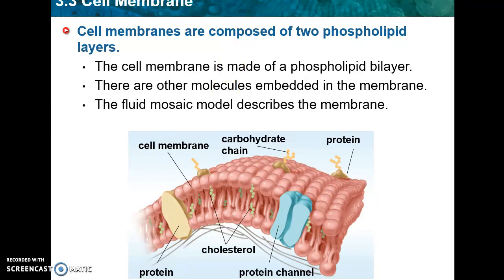The fluid mosaic model describes the membrane. So when somebody talks about the fluid mosaic model, this is all they're talking about. Don't get hung up on the vocabulary and think, oh my goodness, what does that mean? It just means this phospholipid bilayer picture that you're looking at here.